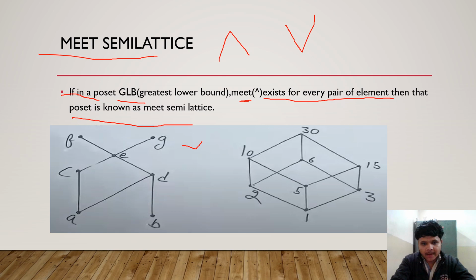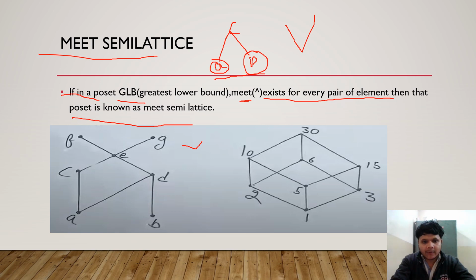This figure. Now we have written A, B, C. Now see, for A and B, A is the greatest lower bound. For B and C, B is the greatest lower bound. But for the pair A and B, there is no greatest lower bound.